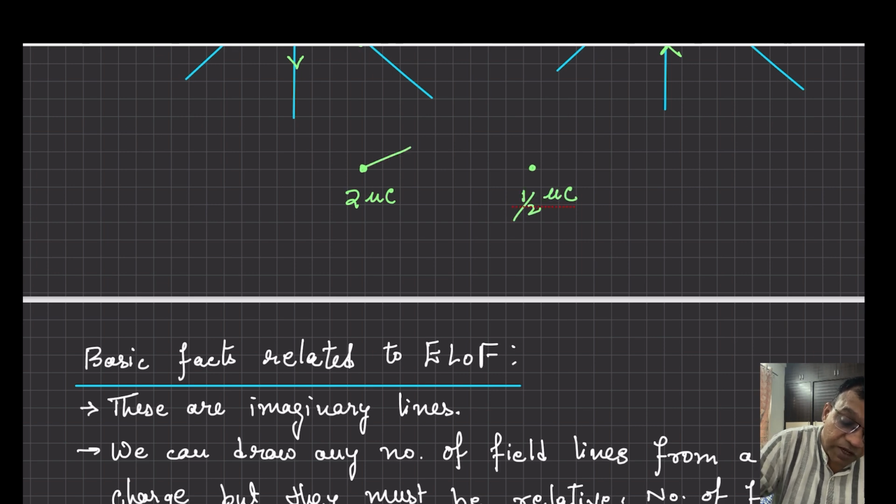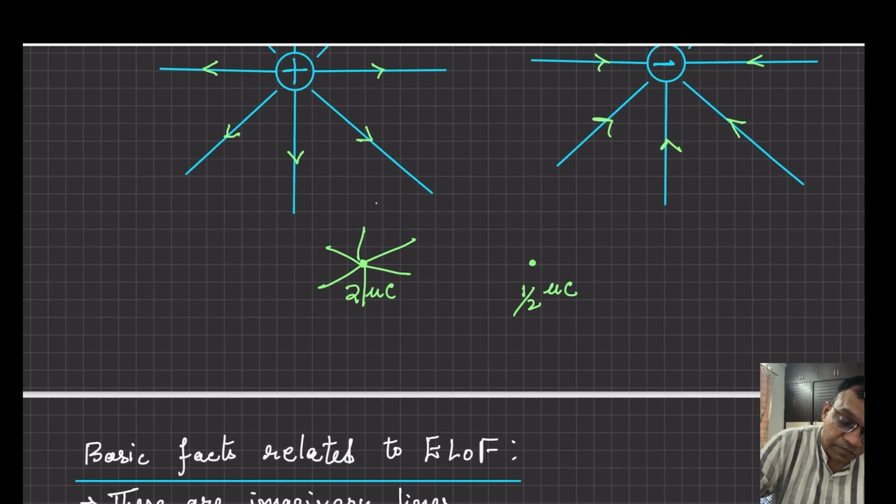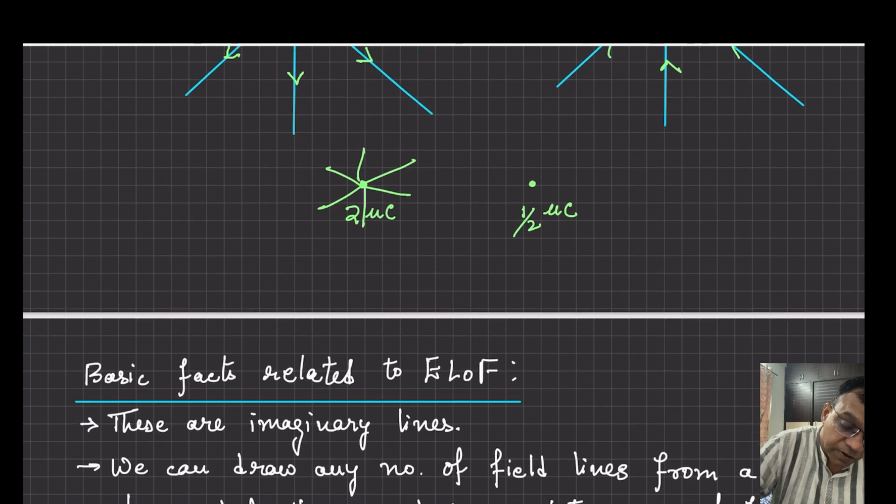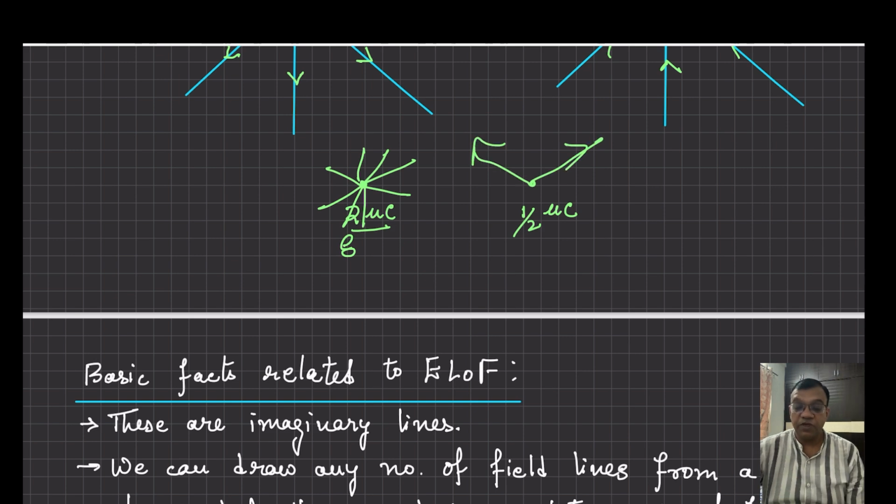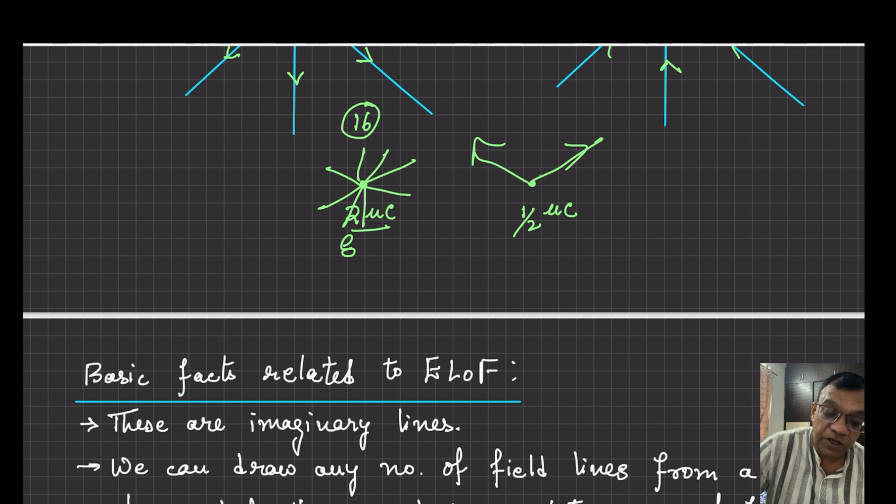Then if you are making 8 lines from here, say 1, 2, 3, 4 and 4, 8 lines from 2 microcoulomb, then from half microcoulomb you have to draw only 2 lines. Means you can draw any number of lines, but the number of lines must be proportional to the charge. You draw 16 lines from here, then from here you have to draw 4 lines.